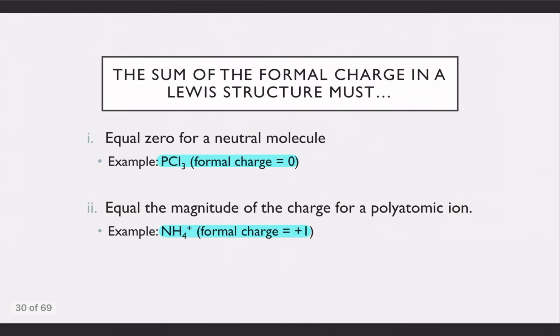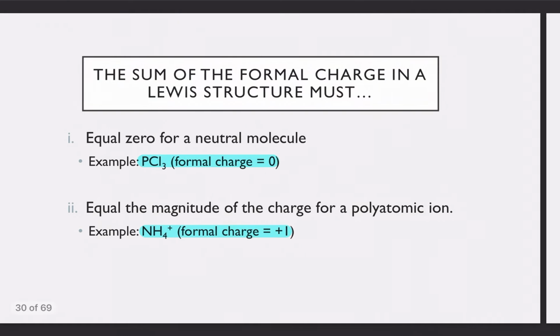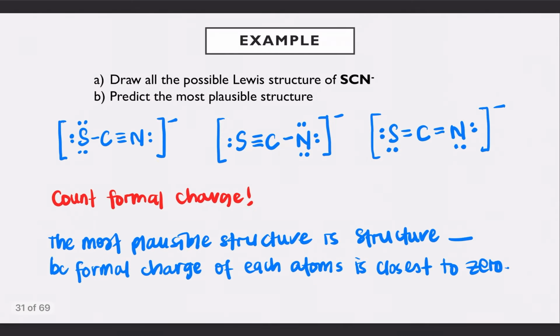Alright, so next, it says that the sum of formal charges in a Lewis structure must equal 0 for a neutral molecule. Okay, so like PCl3, the formal charge will be 0 overall. So if you have ions macam NH4+, yeah, okay, your polyatomic ion, for NH4+, the formal charge is +1 because it has a plus charge here.